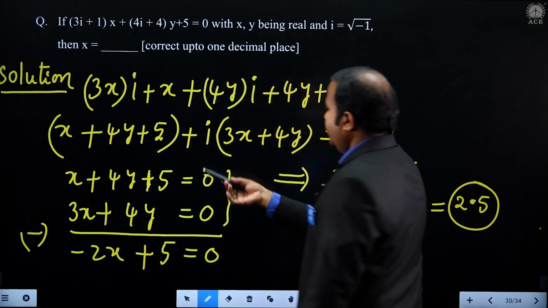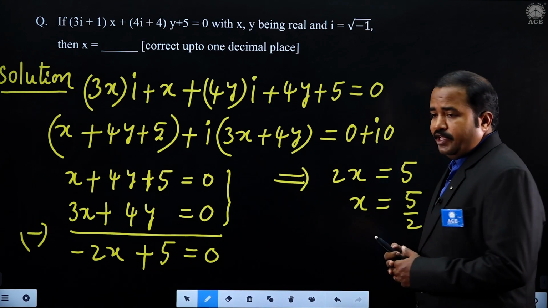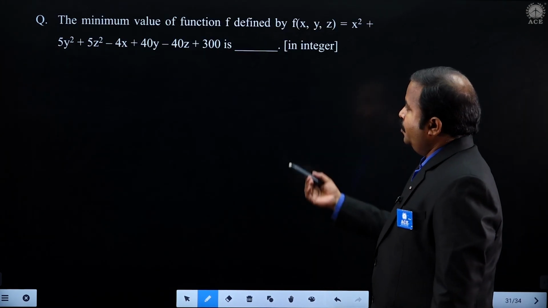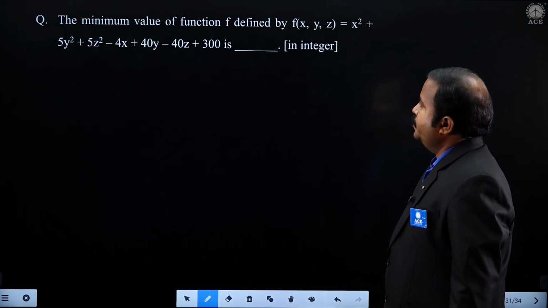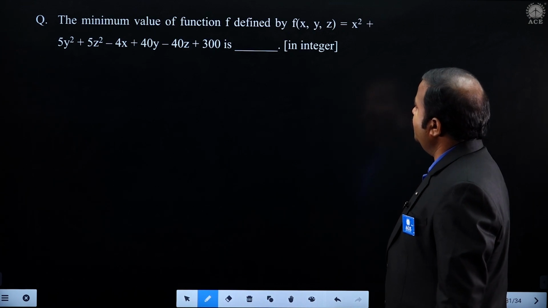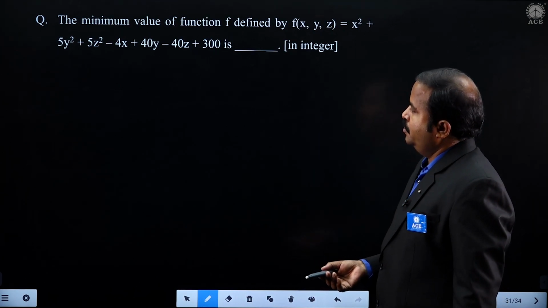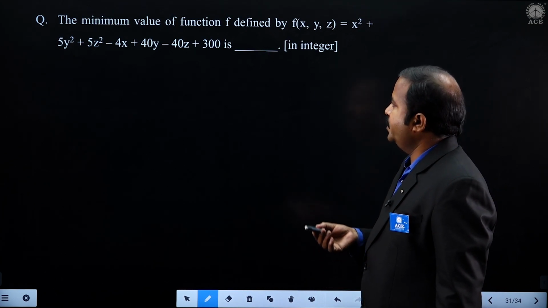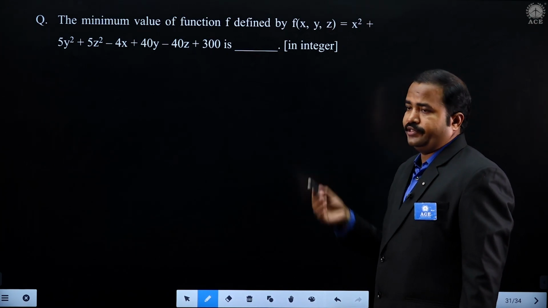Look at the question. Here real and imaginary parts are compared and the x value has been obtained as 2.5. Right, look at the next question. The minimum value of the function f defined by f(x, y, z) = x squared plus 5y squared plus 5z squared minus 4x plus 40y minus 40z plus 300 is in integers.